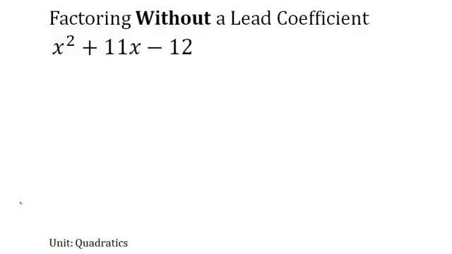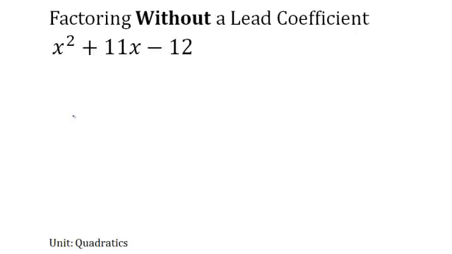This podcast is part of a series on factoring, and in this podcast we'll be taking a look at how to factor a trinomial quadratic that does not have a lead coefficient. The lead coefficient refers to the a value, the coefficient that would be in front of the x squared.